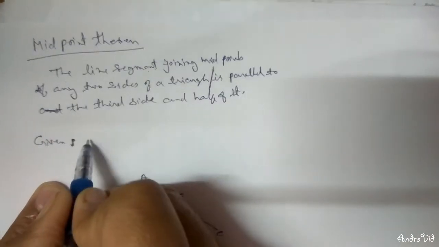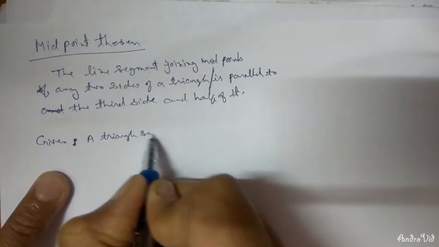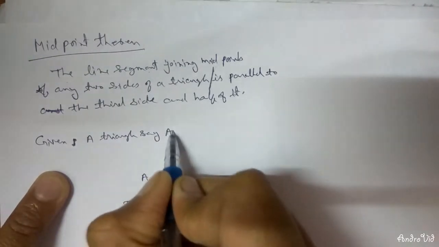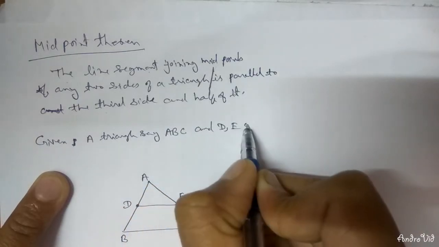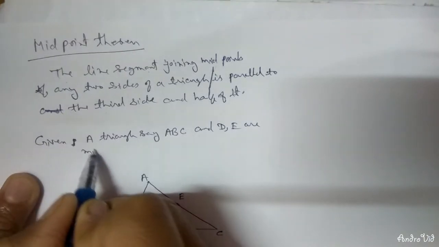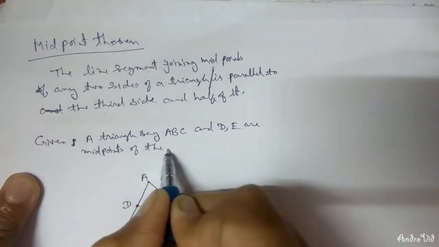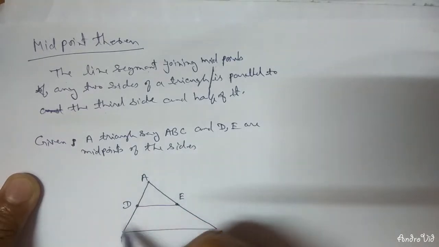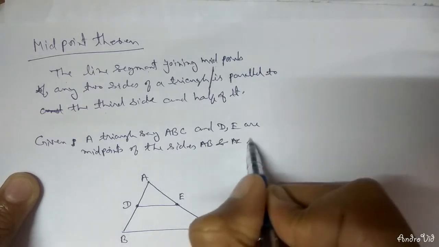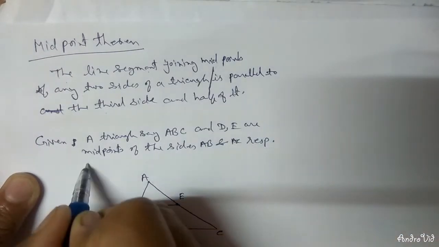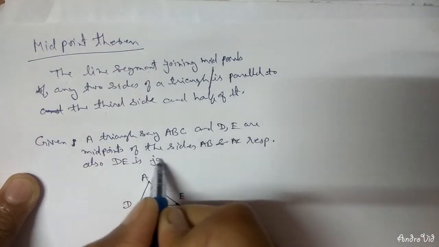So in given part we will write a triangle, say ABC, and D, E are midpoints of the sides AB and AC respectively. Also DE is joined.